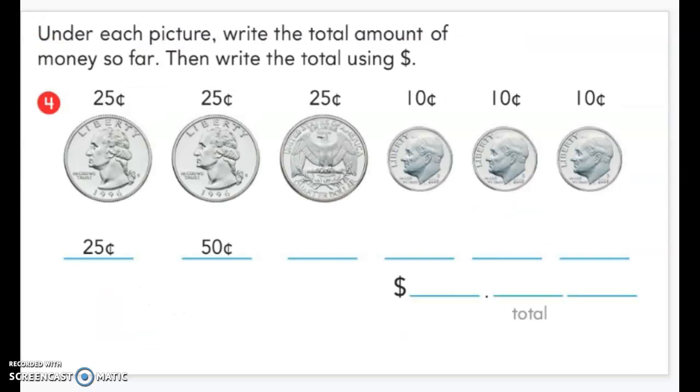All right, number 4. Under each picture, write the total amount of money so far. So it tells us this is a quarter, 25 cents, 25 cents, 10, 10, 10. But at the bottom, you're going to do it adding up. 25 cents, 50 cents. What's 50 cents plus another quarter? Then plus a dime, and then write your total amount of money. Hit pause, then hit play when you're ready for the next one.